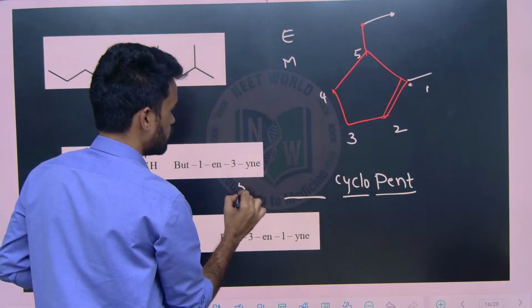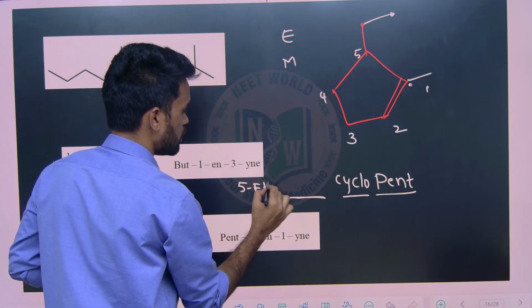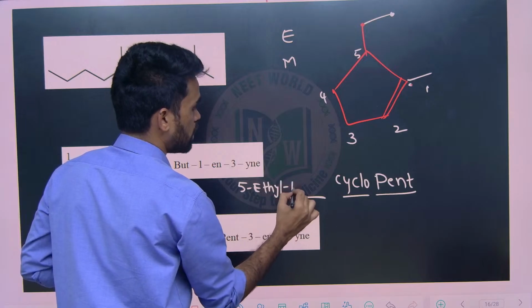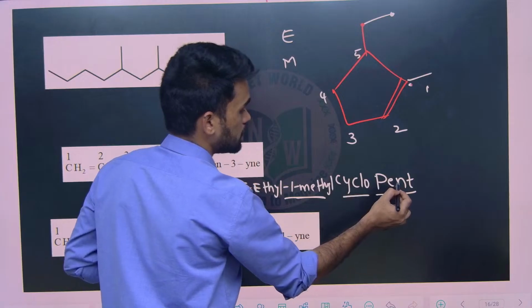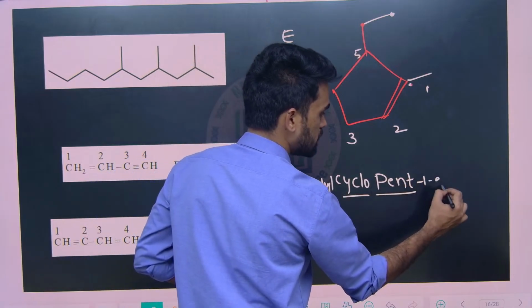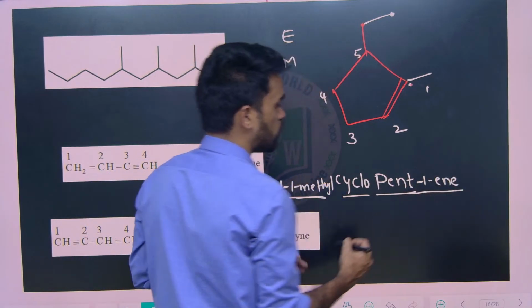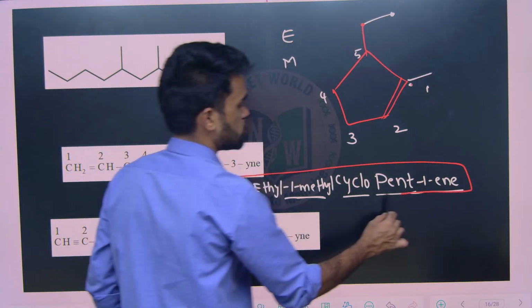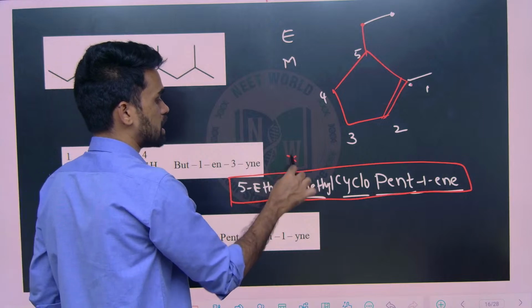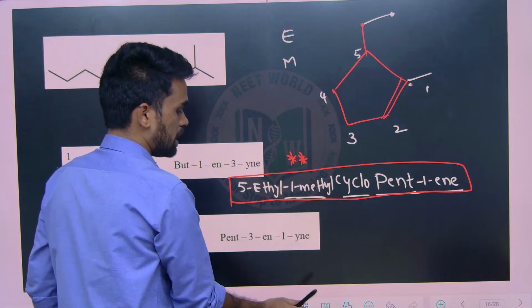So you can write 5-ethyl, next 1-methyl, cyclopent-1-ene. Cyclopentene you can directly write, or 1-ene you can write. So this is how you need to write the name. Hope the discussion is clear. Yeah guys, if this is clear, please mention clear in the chat box.